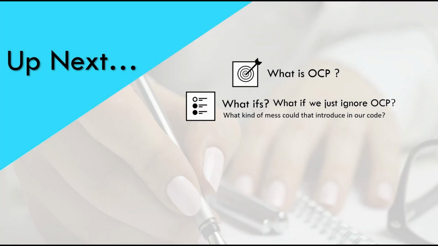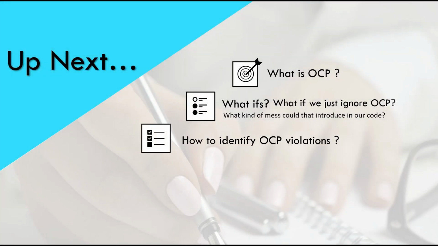We will dig into the potential headaches and hiccups that could pop up if we don't follow the rules of OCP. We will then explore how to identify violations of the Open Close Principle. Throughout this learning process, we will initially write code that does not adhere to OCP and subsequently refactor it to comply with the principle. So, let's get started.